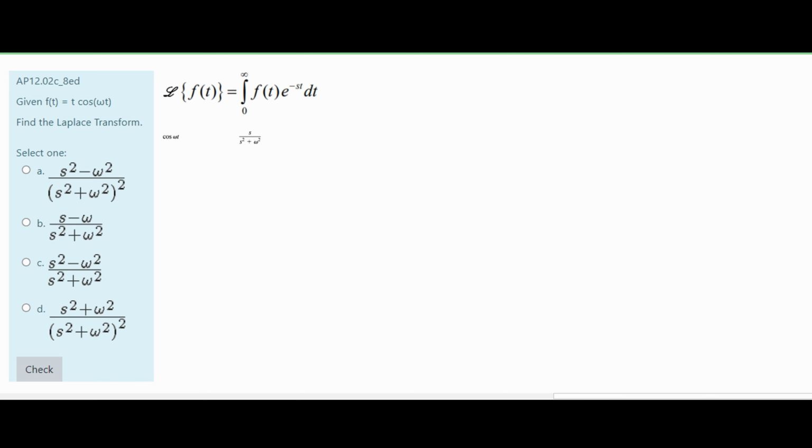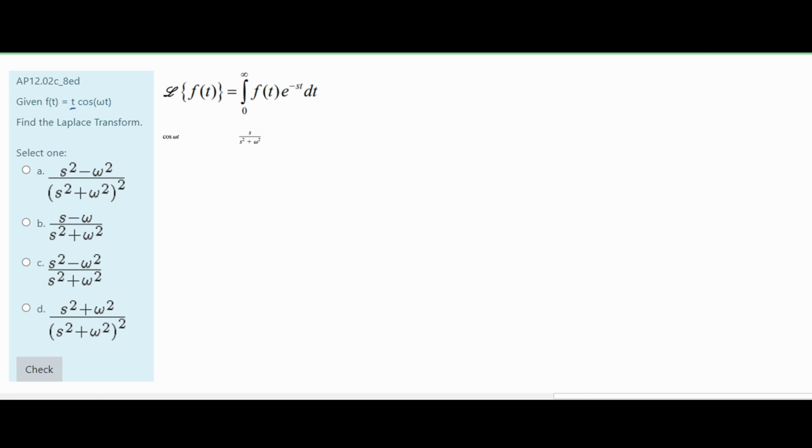In this problem, we are going to try to find the Laplace transformation of this function f of t right here. Now, if we were just asked to find the Laplace of cosine omega t, all we would need is this. However, we have a t in here, and this t is going to give us some problems, where we need to take into account our t.